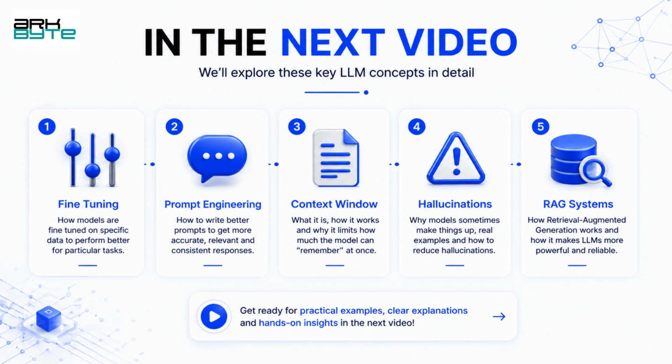We will also talk about hallucination, when AI gives wrong and made up answers, and how to reduce them. Finally, we will cover RAG systems, where AI connects with external data sources to give more reliable and updated responses. These topics are where LLMs become truly powerful in real-world use cases. So get ready for practice examples and deeper understanding in the next video.